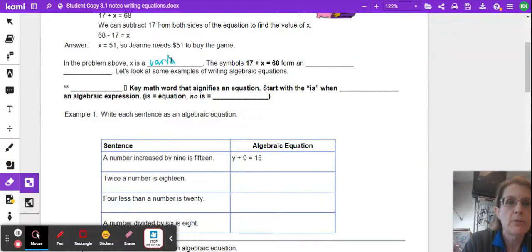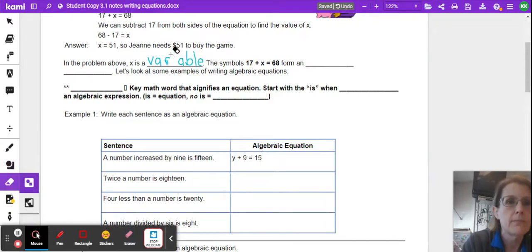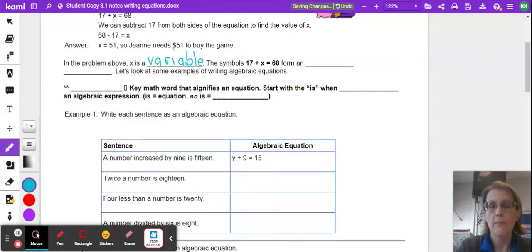And I don't know why my computer keeps wanting to smudge all the words together. So X is a variable. There we go.